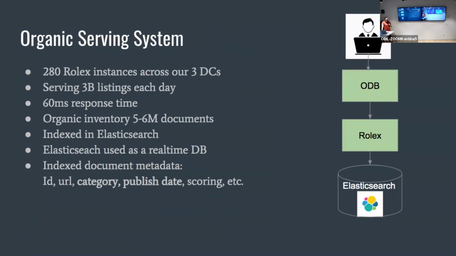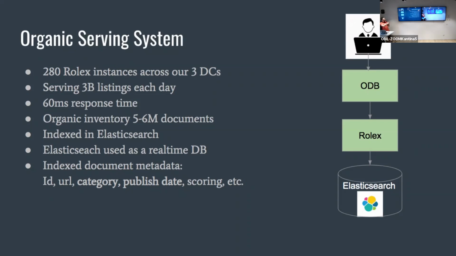Cool. So just a reminder on the organic serving system. This is just a simple view. So a client opens a CNN page, for example, and to populate the widget with the stories, a request is sent to ODB. It sends a request to the organic system, which begins with the Rolex.